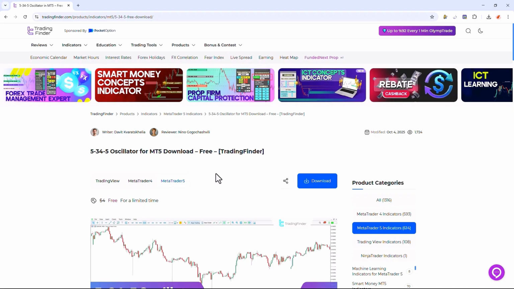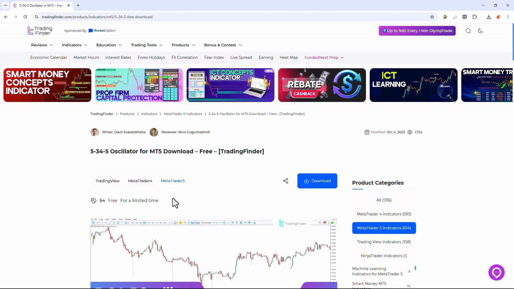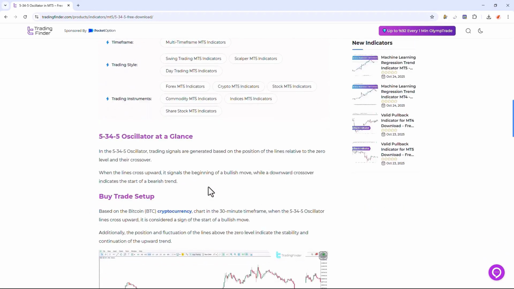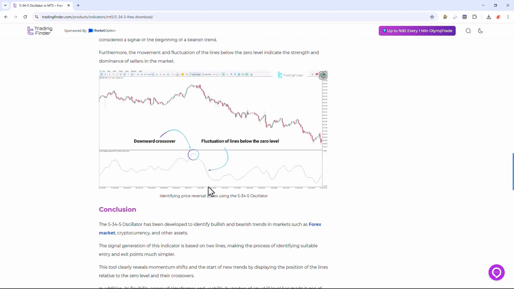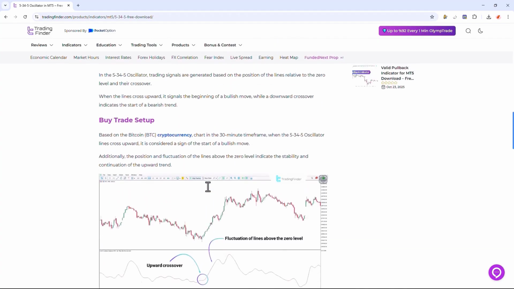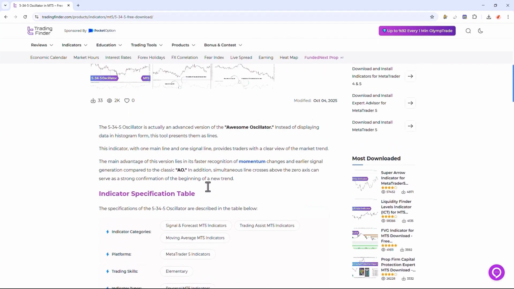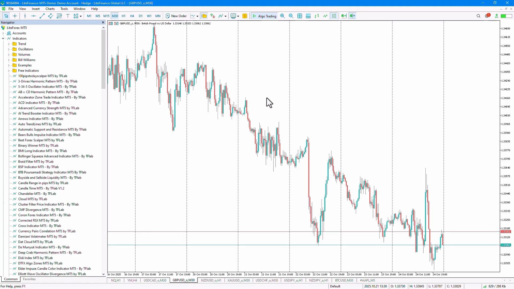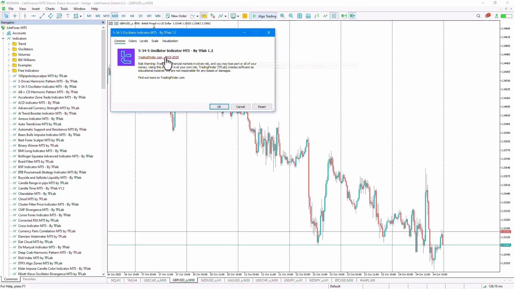The 534.5 oscillator, which is offered for various platforms on the TradingFinder website. Traders can download the indicator file from this section for the MetaTrader 4 and MetaTrader 5 platforms. They can also study this page to learn how the indicator works and functions. And by dragging the file onto the chart, we execute the indicator.